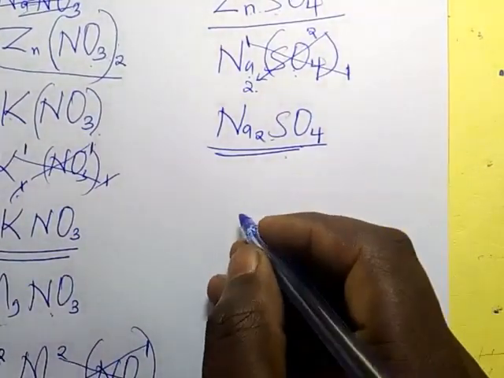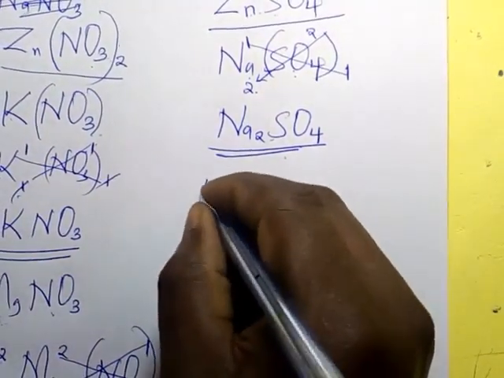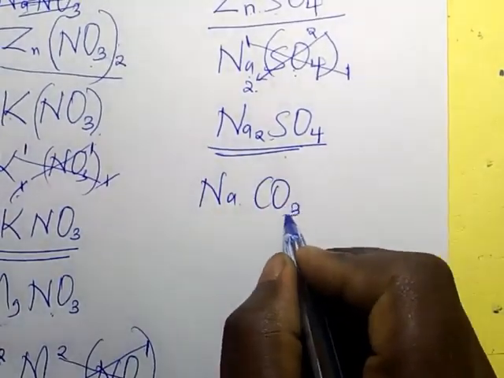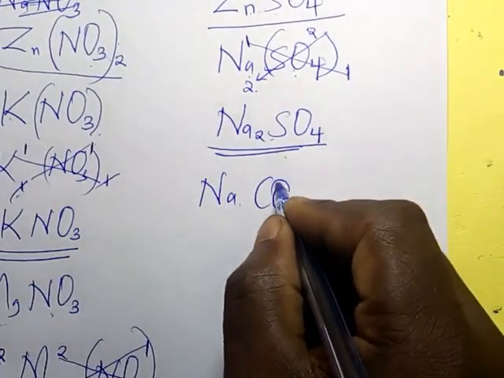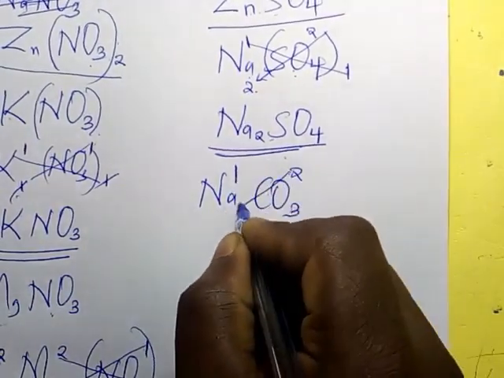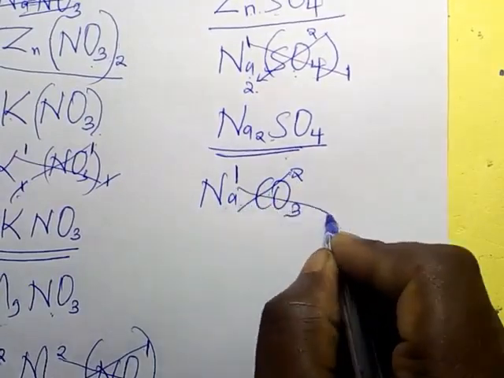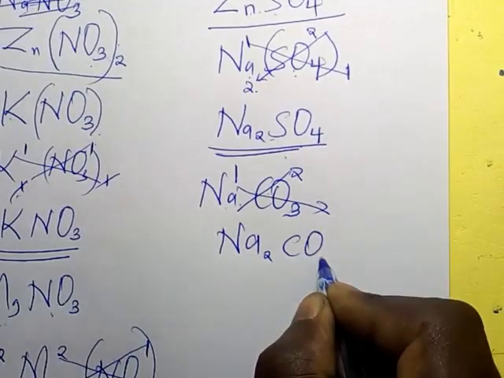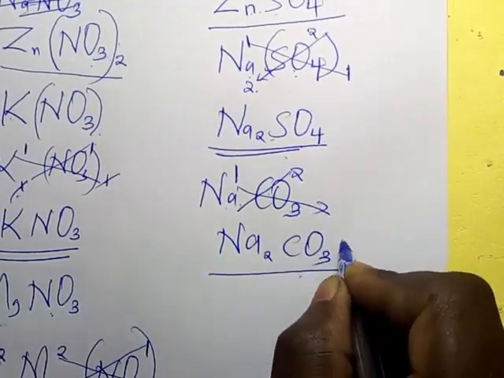The next one, let us talk about the carbonate. Sodium carbonate. If you write like this, you will be very wrong, because the carbonate has a valence of 2. Sodium has a valence of 1. So when it interchanges, this one happens. So sodium will have 2, and the carbonate will be like this. This one is sodium carbonate.